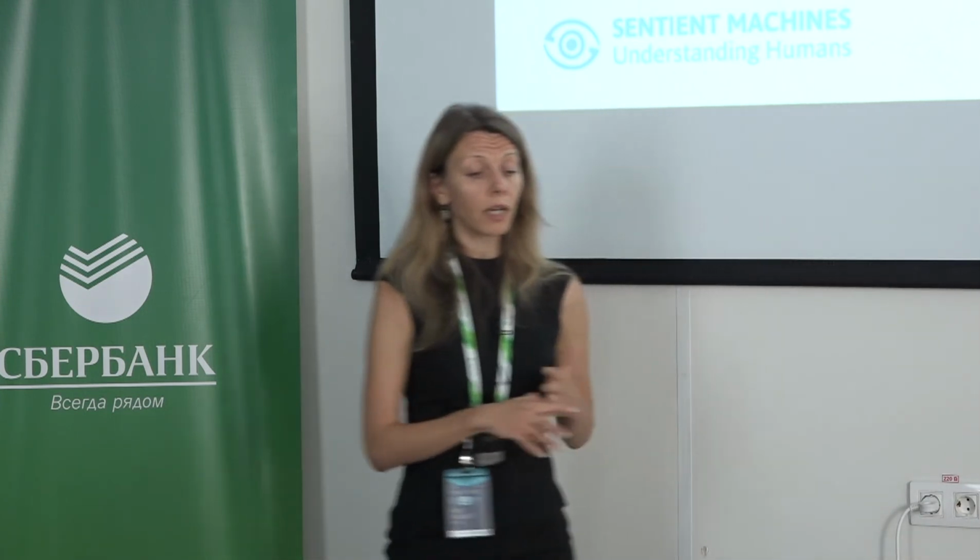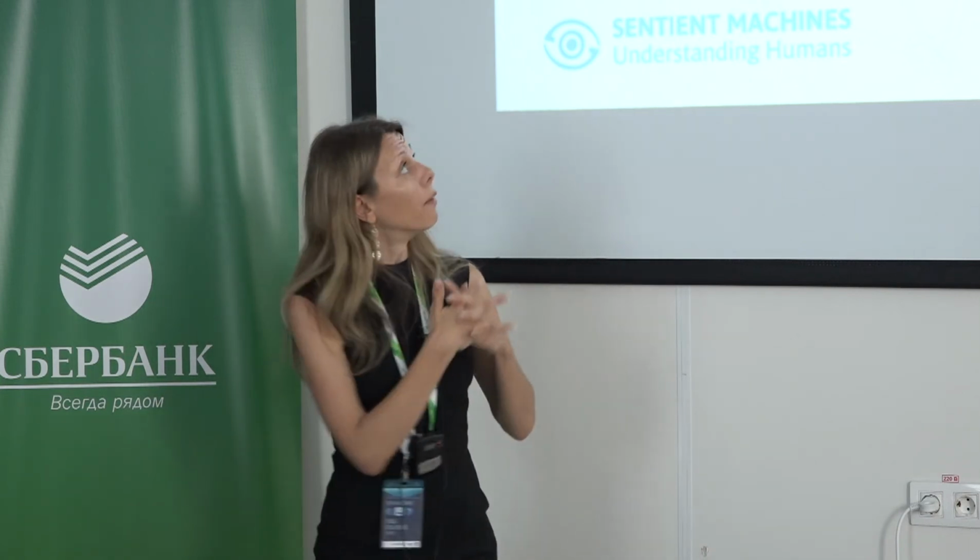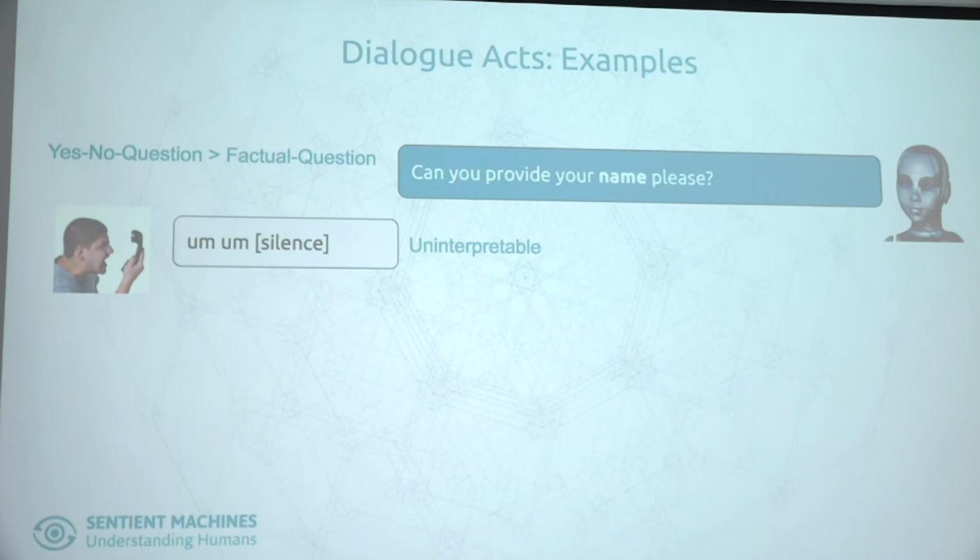An example of how this looks in practice. We have a question: can you provide your name, please? Now, if you look at this question, I could say yes, yes, I can provide a name. But probably I wouldn't, because I'm already inferring that they want a name. So even though this question has the grammatical structure of a yes-no question, it is actually a factual question because we are expecting a fact as a response.